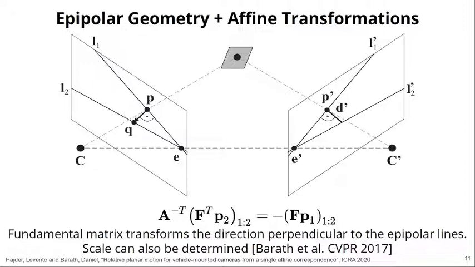Moreover, the scale can also be calculated using the affine transformation. This fact can be written by this two-dimensional vector equation. It adds two equations for the estimation of the fundamental matrix. For the calibrated case, the same equation is valid for the essential matrix if the point locations are normalized.